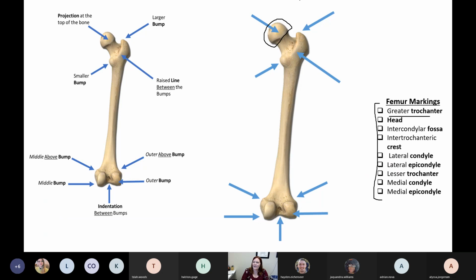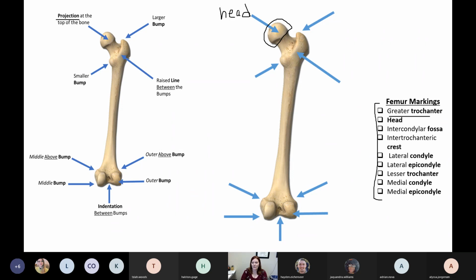Yeah, Callie's right. This part over here is called the head of the femur. That's its technical name. If I go over here and look at my labeled picture where I've got easy English words, I can see that this word head means a projection. Now it's a projection at the top of the bone, but it's a projection. That's what I care about.